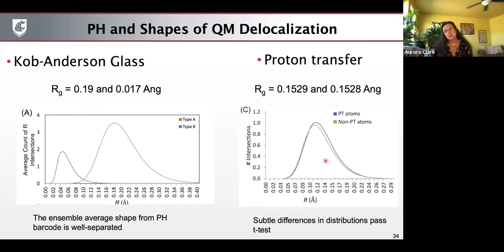But you do see some subtle and statistically different data if you look at the distribution of the zero-dimensional persistent homology, so the number of intersections that we have as a function of the radii as we're zooming out and looking at this filtered graph scenario. And so you do see these differences that pass a student's t-test, but they're maybe better than the radius of gyration, but they're still very overlapping. This tells you that shape is a very hard thing to differentiate in this proton transfer case, I would say.